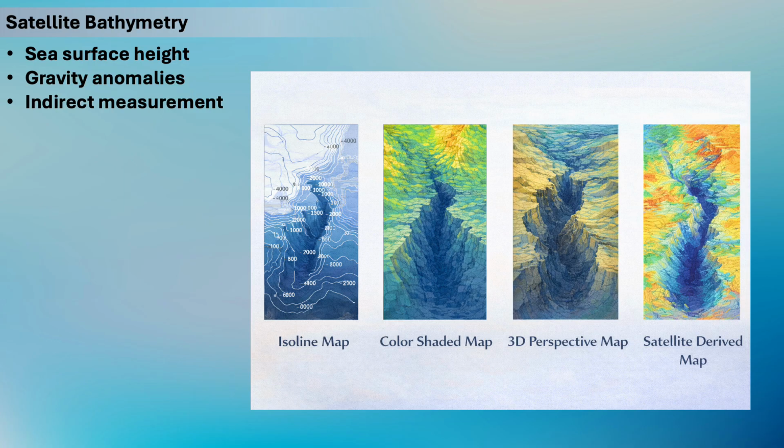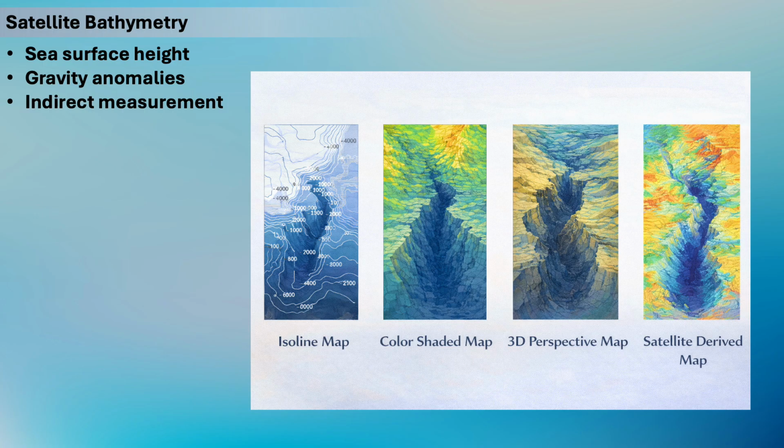This format makes large-scale patterns easier to see at a quick glance. The third image is a three-dimensional perspective view, which exaggerates vertical relief to help visualize the shape of the seafloor. While not always perfectly to scale, these views are helpful for understanding spatial relationships among features like ridges and trenches.